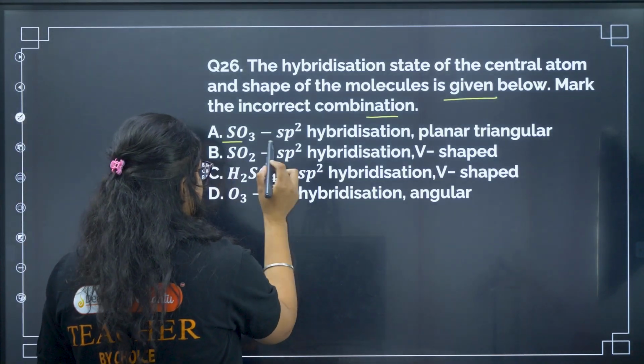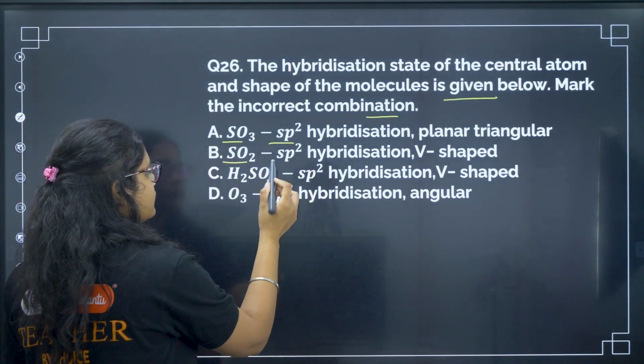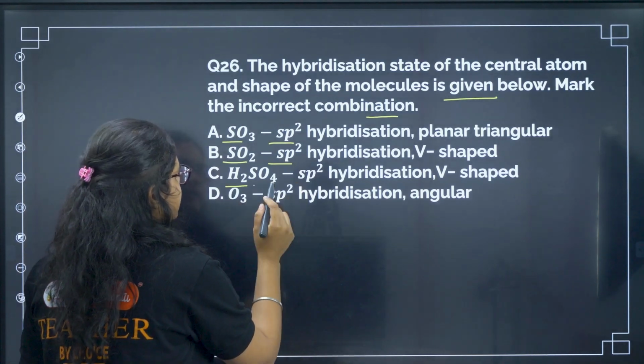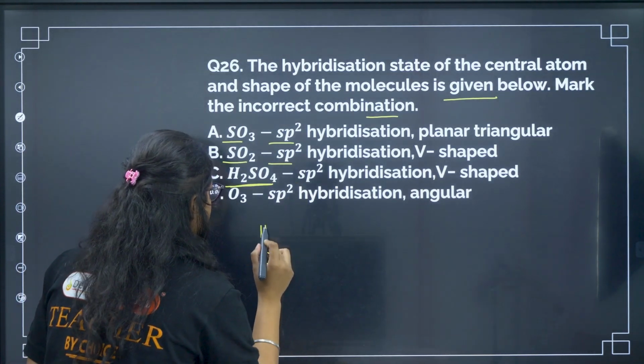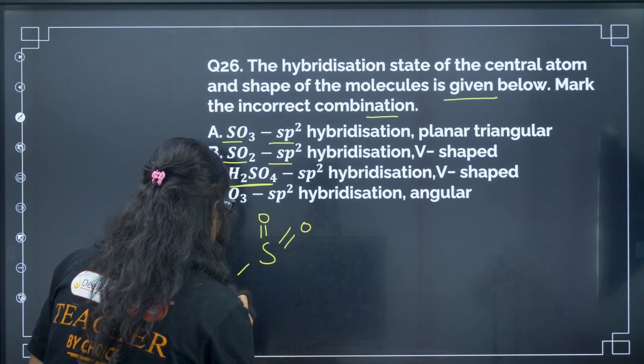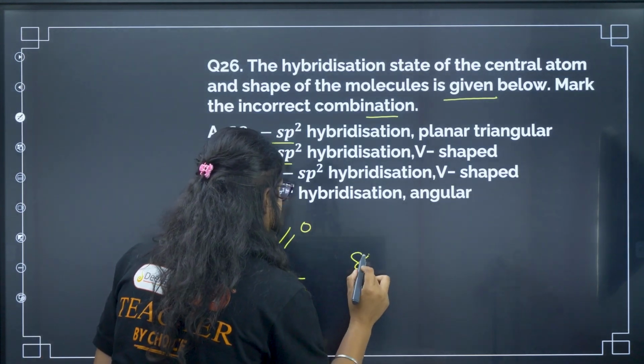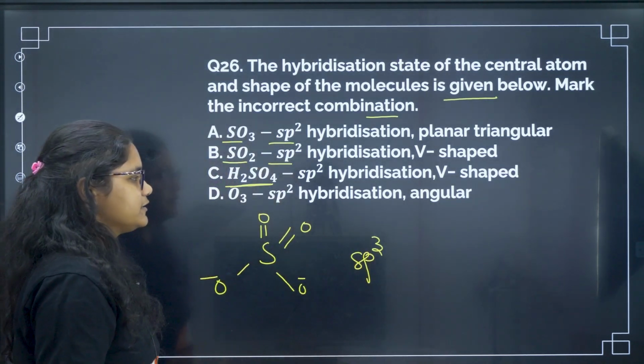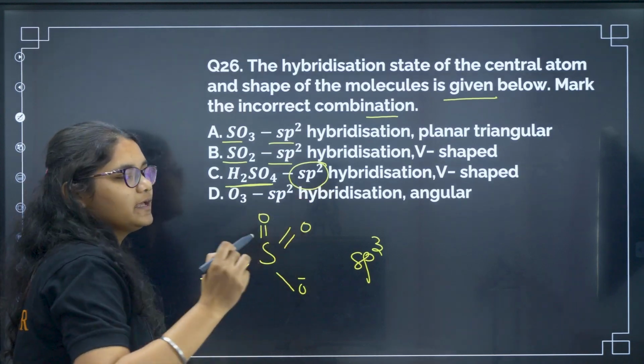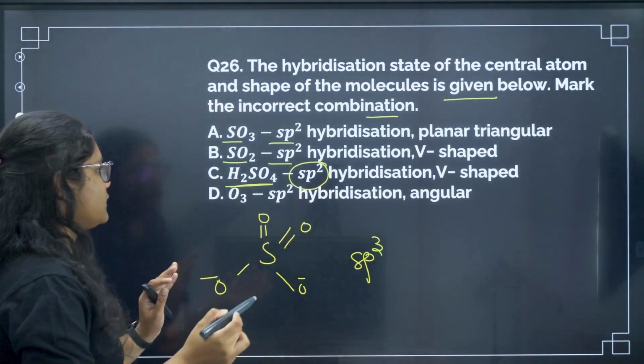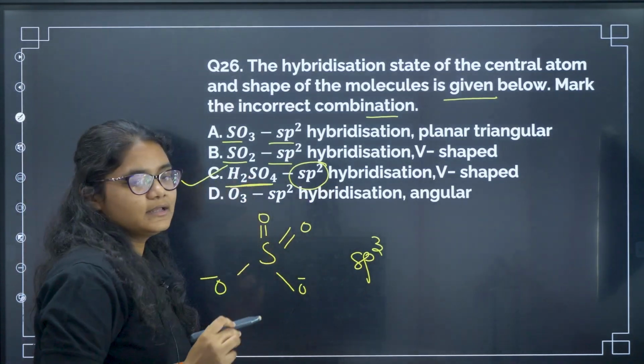So SO3 is sp2, that is correct. SO2 is sp2, that is also correct. H2SO4, if you see, that is SO4 2 minus, right? So this is actually sp3 hybridized and tetrahedral shape, right? But the option given here is sp2 hybridized. So the incorrect combination is option number C.